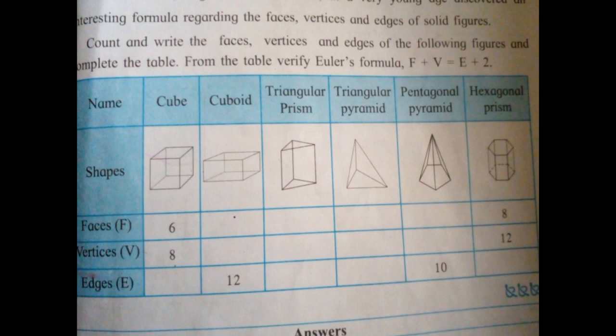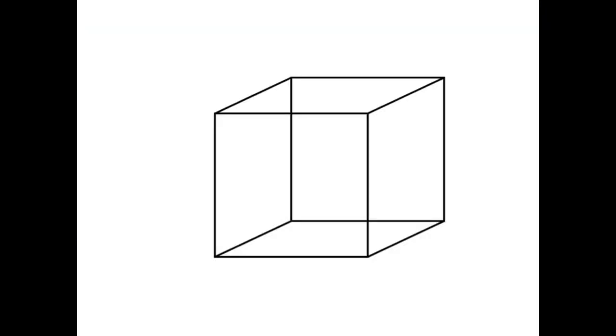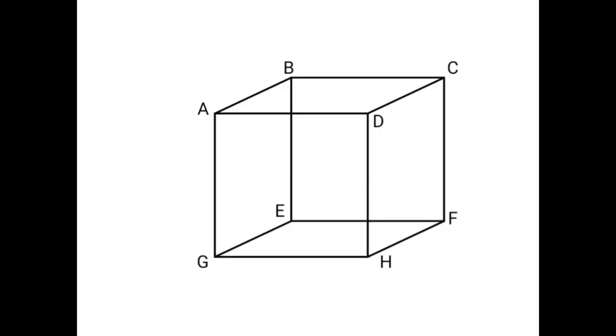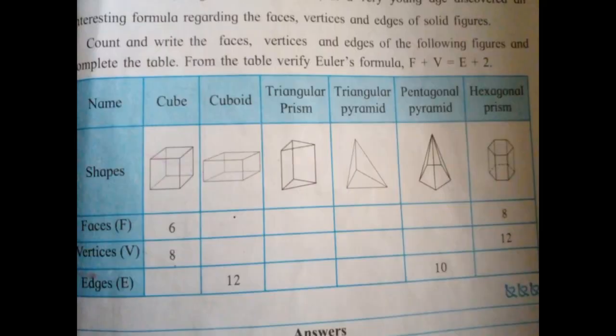First we will count faces of cube. Front side, back side, left side, right side, up side and down side. Altogether there are 6 faces of cube. Now we'll count vertices of cube. Vertices means points. Point A, point B, point C, point D, point G, point E, point F and point H. Altogether there are 8 vertices of cube.